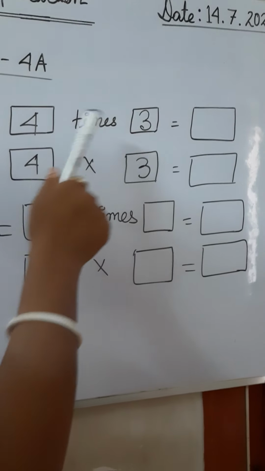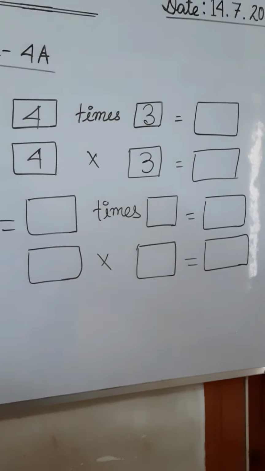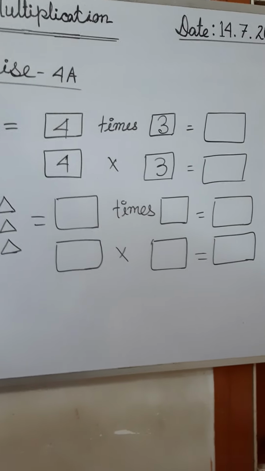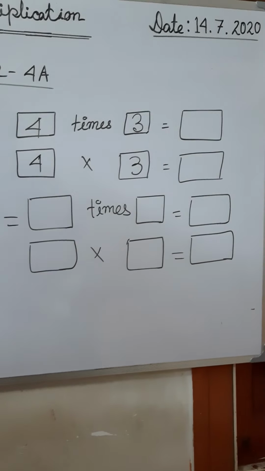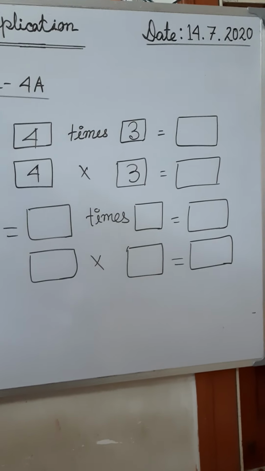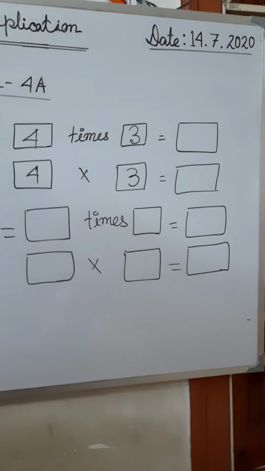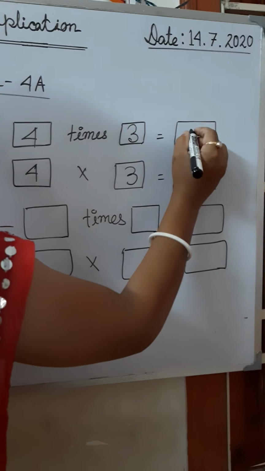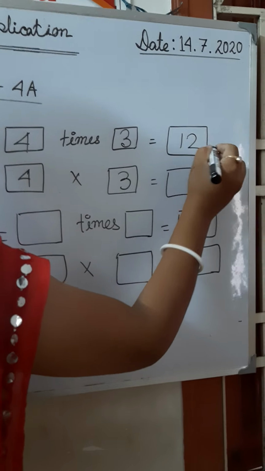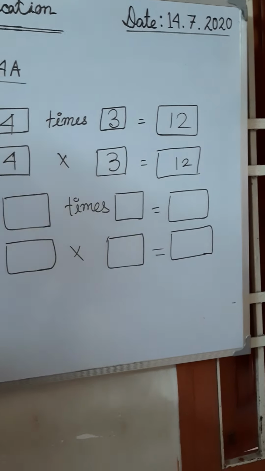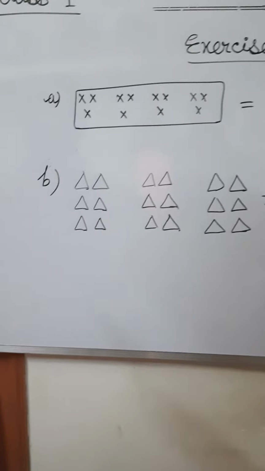For 4, we have to read the 4 table, and after reading the table, we get the product. So the 4 table: 4 ones are 4, 4 twos are 8, and 4 threes are 12. So the answer is 12, which is called the product. Now let's go to the next example.